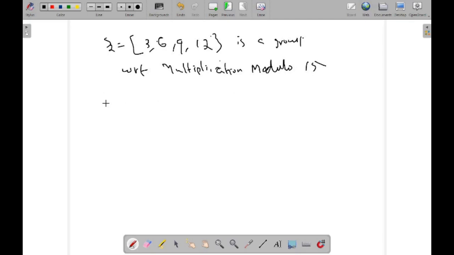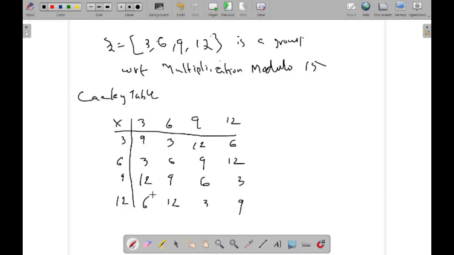Okay, consider the Cayley table. All the resultant elements are members of the set. So this is closed, so the closure property is satisfied. Then associativity, okay, since multiplication is associative, this property is also satisfied. Then the identity element.